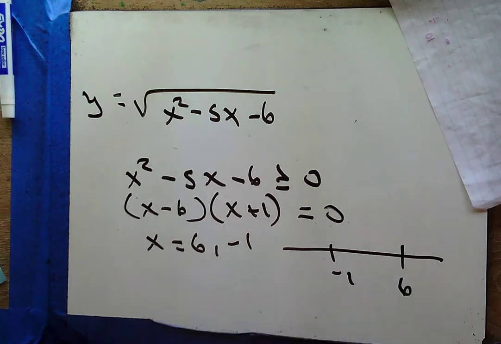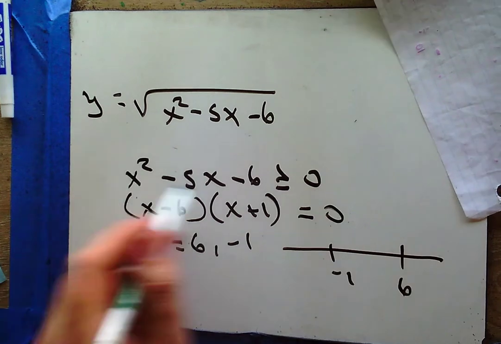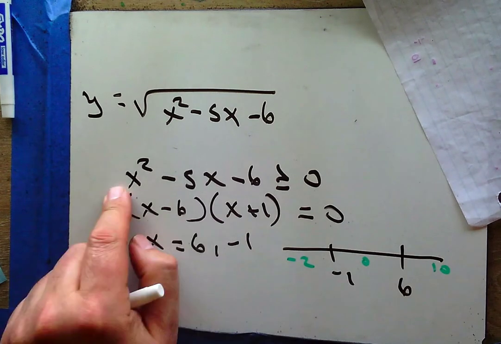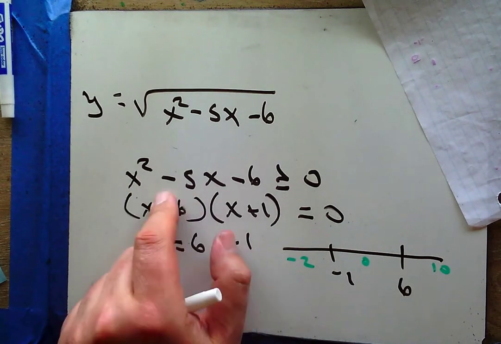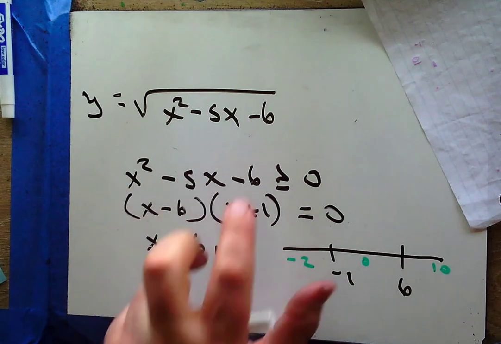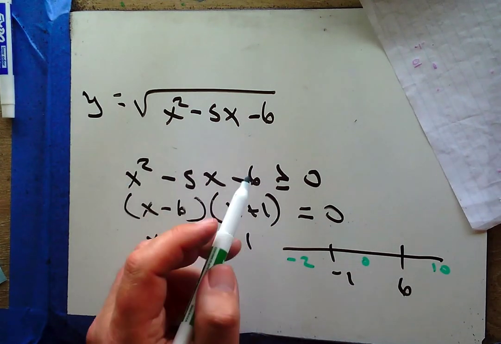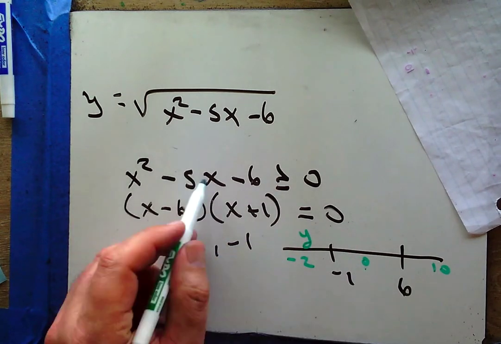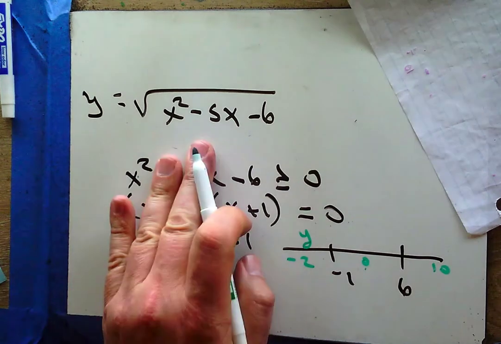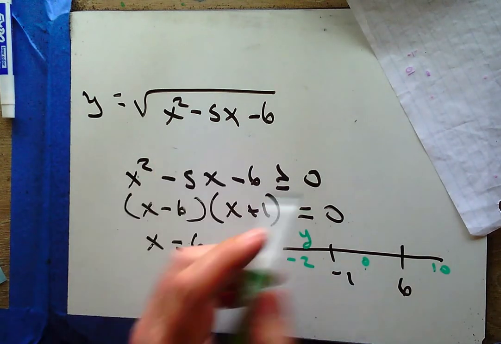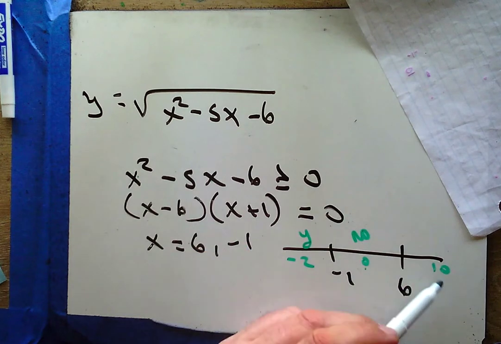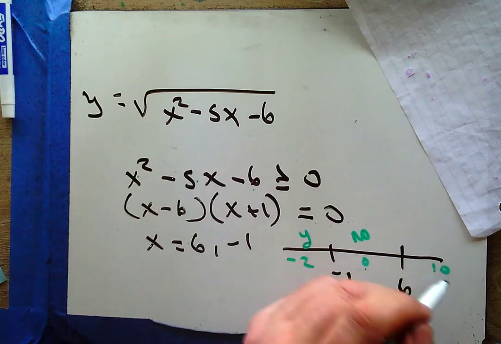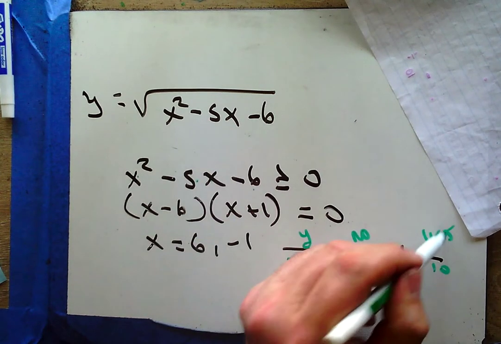And let's plug some test values into this original inequality. Negative 2, 0, and 10. Negative 2 squared is positive 4. Negative 2 times negative 5 is positive 10. So 14 minus 6, which is 8, that's a positive number, so that's greater than 0, so that's a yes. And if I plug in a 0, this goes away, I have negative 6 is greater than or equal to 0, and that's just not true. And if I plug in a 10, 100 minus 50 is 50, 50 minus 6 is 44, 44 is greater than 0, so that's a yes.